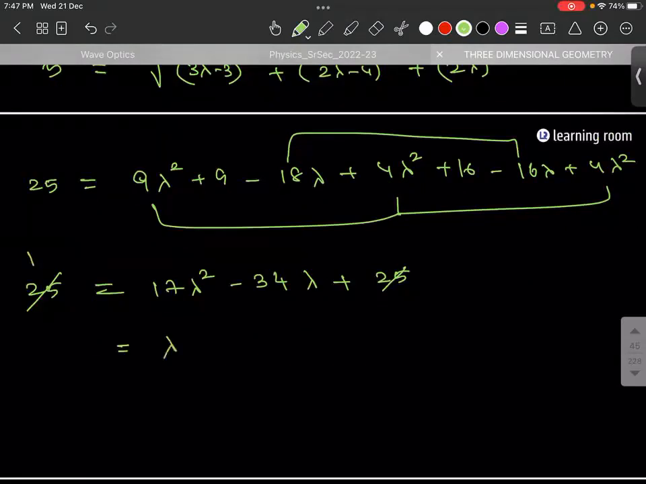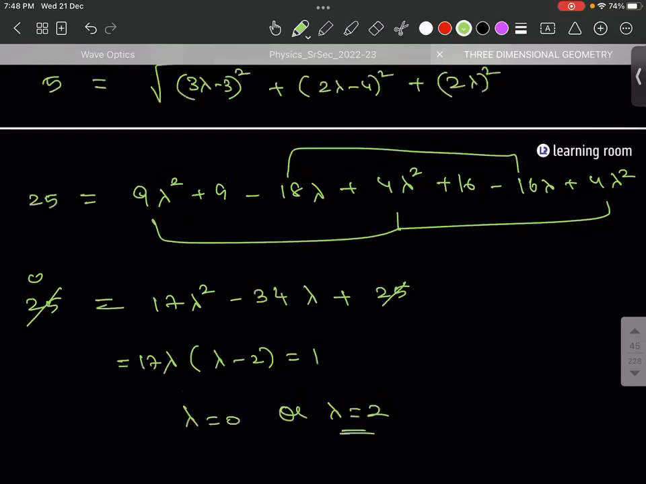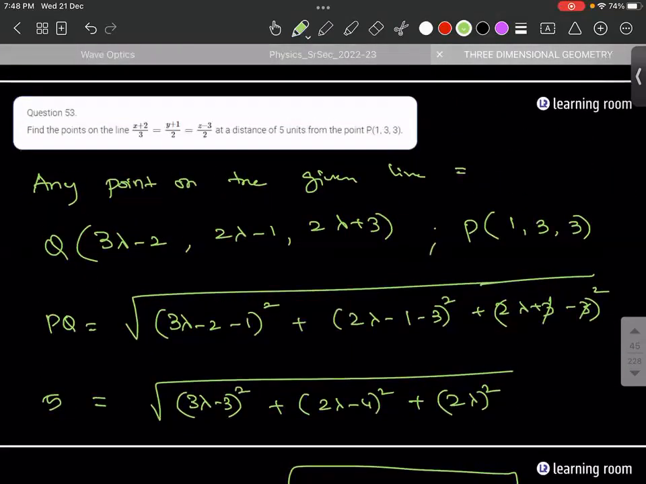That implies 17 lambda into (lambda minus 2) is equal to 0. Oh, it's not 1, it's 0, right, sir? Yes, 0. I thought it's multiplication, sorry. So lambda will be 0 or lambda is equal to 2.